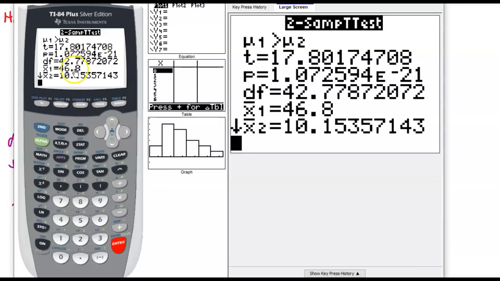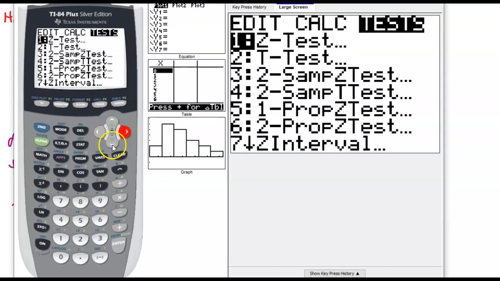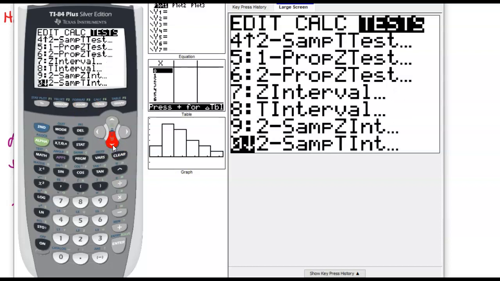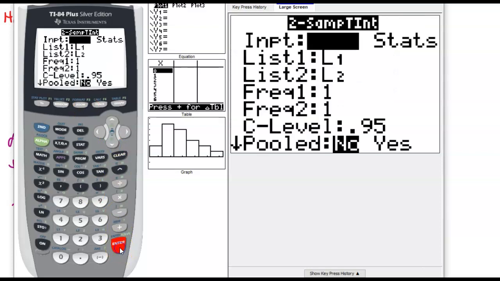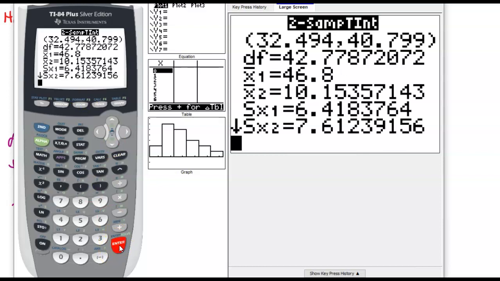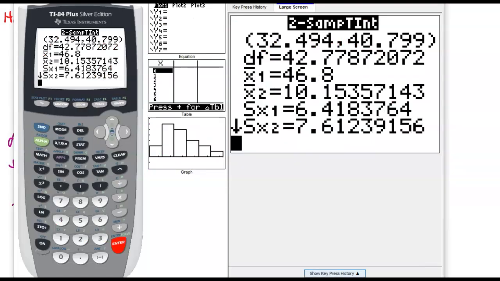And again, I said we can use our new test program on the calculator. So we're going to run a 2-sample t interval. 2 sample Z, nope, 2 sample T, that's what we want. We're going to hit enter. Everything's in L1 and L2. We're going to stay with 95%. And calculate. Okay, so it's 32.5, comma, 40.8.